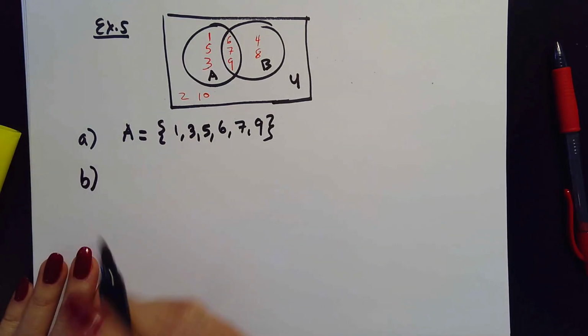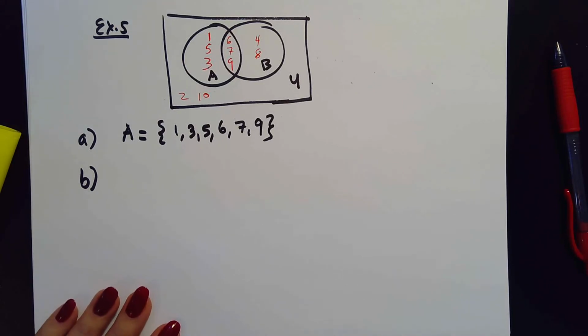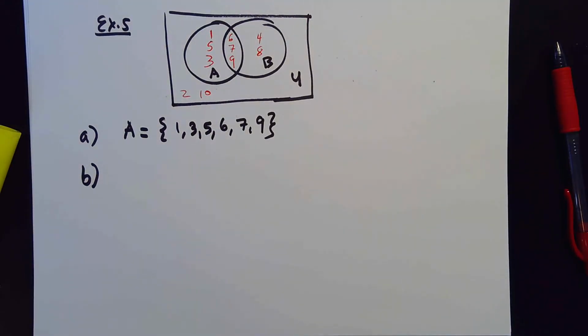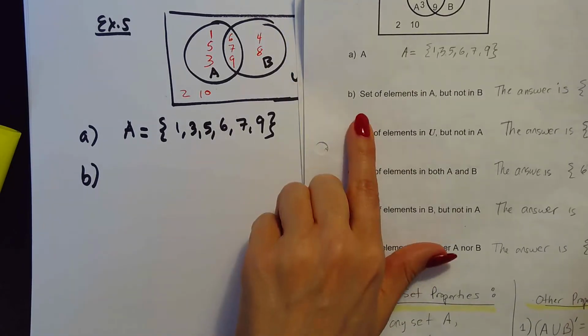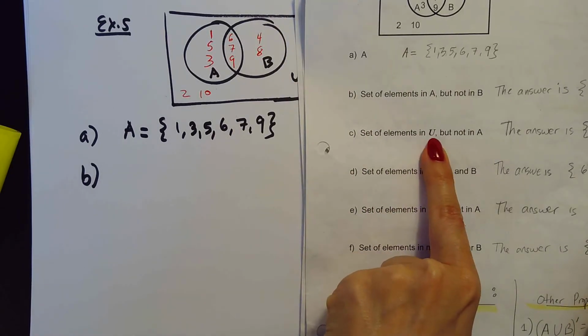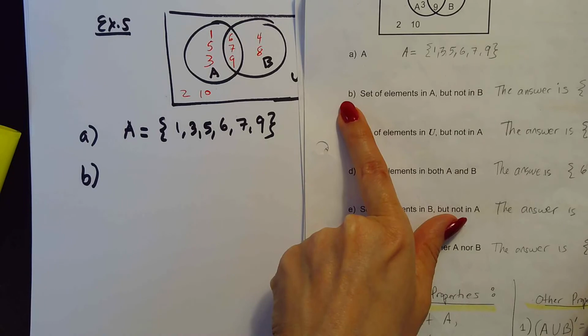And then B, it says set of elements in A, but not in B. So make sure you're looking at the workbook. Okay, it's number 5, 5.3. Be looking at the workbook so you can understand what I'm saying here, because I can't be putting the paper here. The set of elements in U but not in A, oh, okay, B, we're doing B.